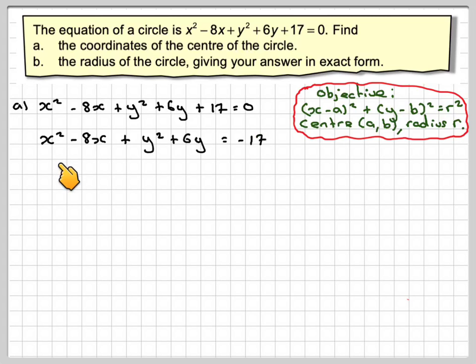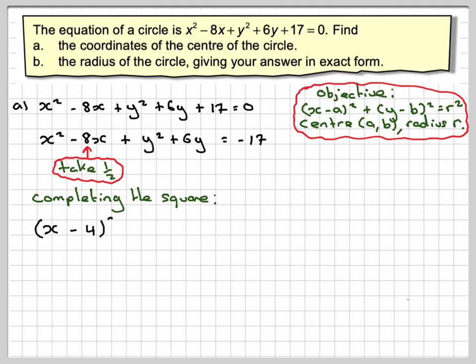We need to take the 17 to the other side. So we've got x squared minus 8x plus y squared plus 6y is equal to minus 17. And what you have to do now is complete the square. So you look at this number here on the 8x, and then you have to take half. You have to really understand what completing the square means.